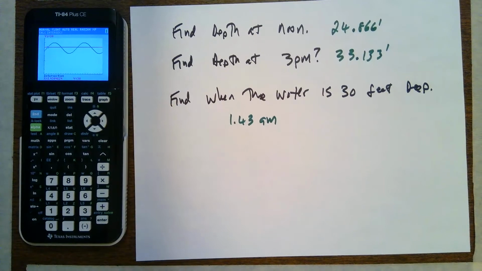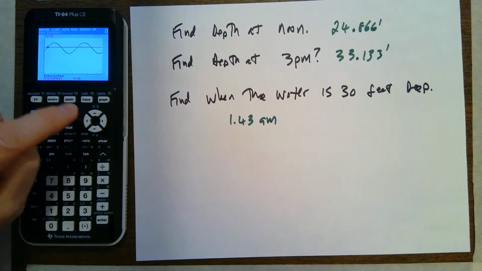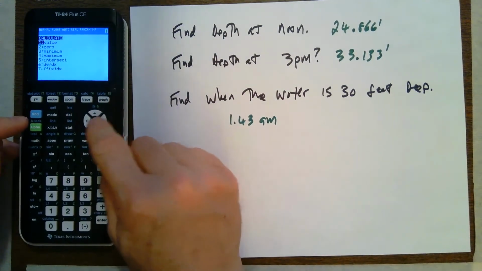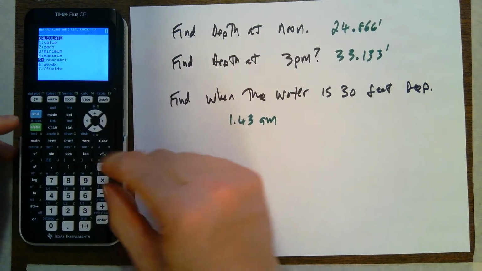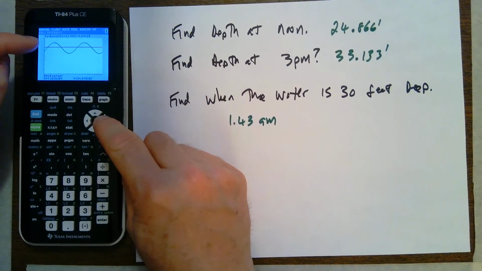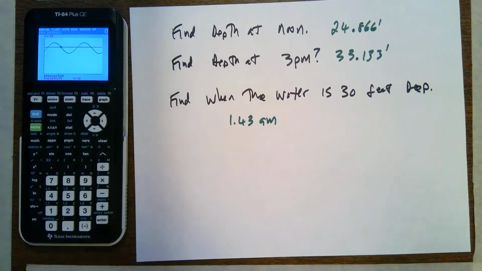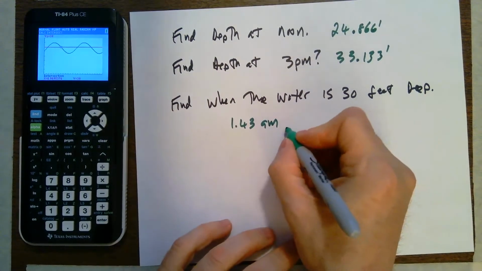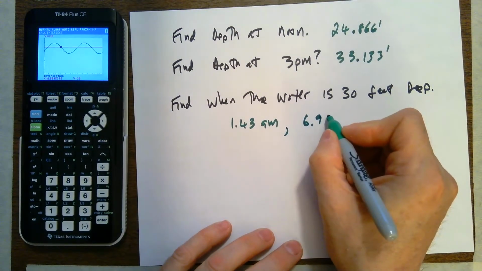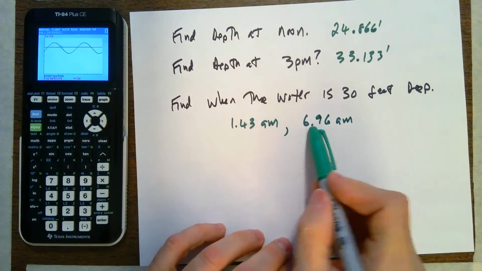Well, let's see, when is it 30 feet again? What's that next time? Now Casio users, you can just hit the over arrow and it'll jump right over there for you. TI users, second trace, calculate, intersection point. Now I want to move my cursor over to this next point right here. Drop a pin, and I'm going to find out the next time, it looks like 6.96 a.m., so just before 7 a.m.